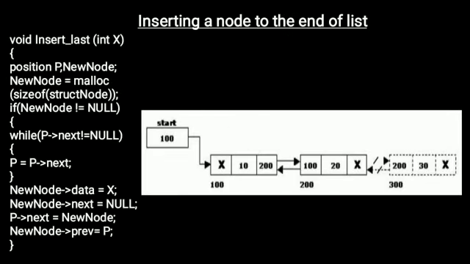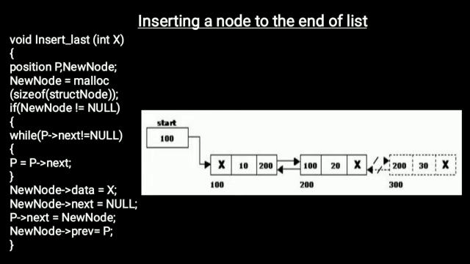Next, we see how to insert a new node to the end of the list. Return type void. Write function name as insert last. Here the input is X value, that is the data to be inserted. First we declare the position for the new node and the current last node's position. Here we find the position of last node, that is the P value.